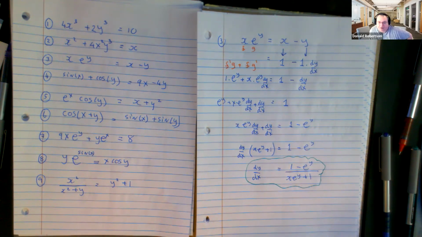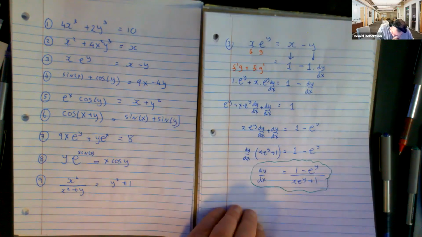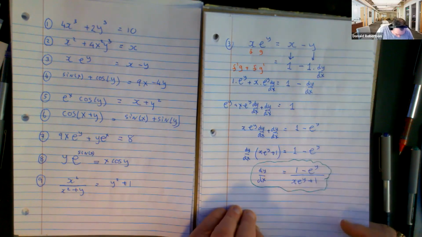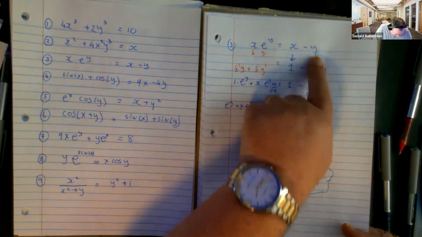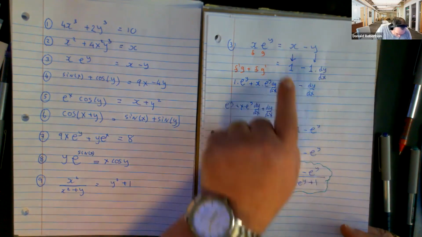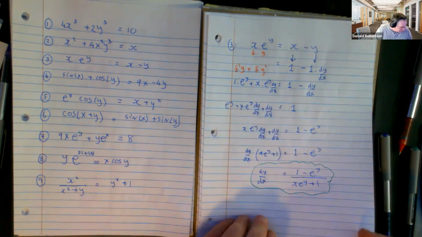Now that's only 3 examples. Do you see that there's a lot of variation in what they look like? Even if the process hasn't changed, I'm still basically doing my step 1, which is differentiate everything with respect to x. And if there's any terms that have a y, remember when you differentiate them to finish with a dy by dx.